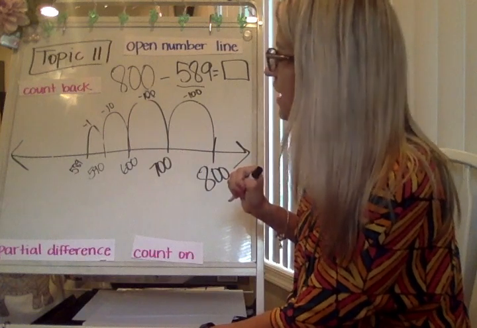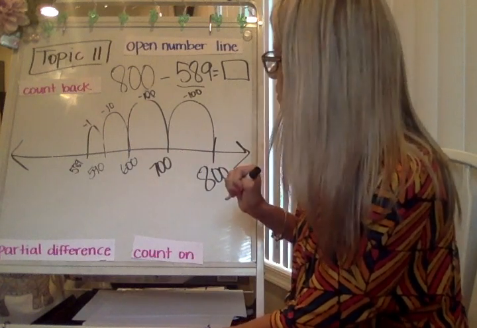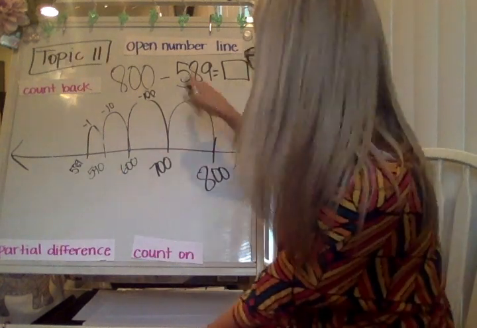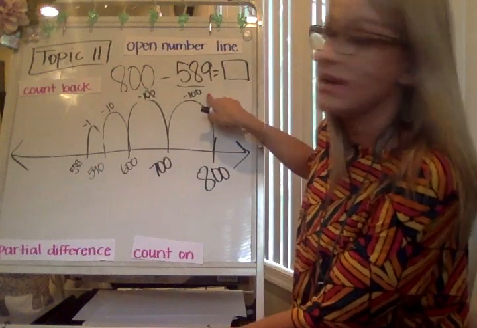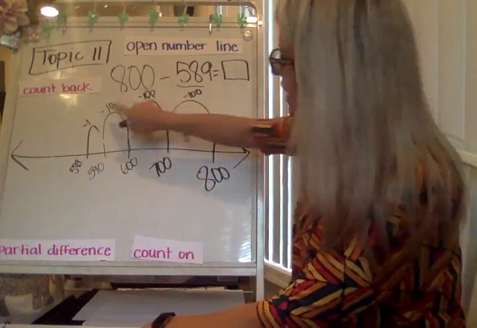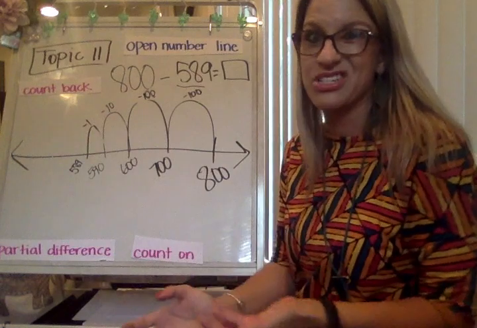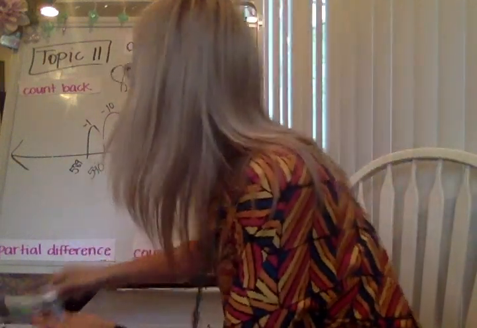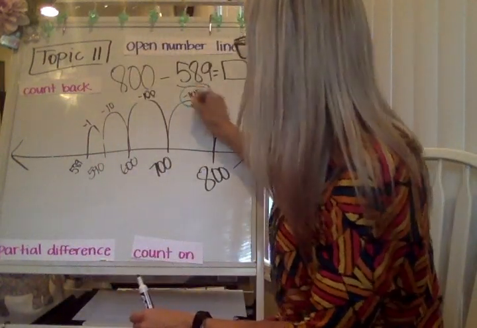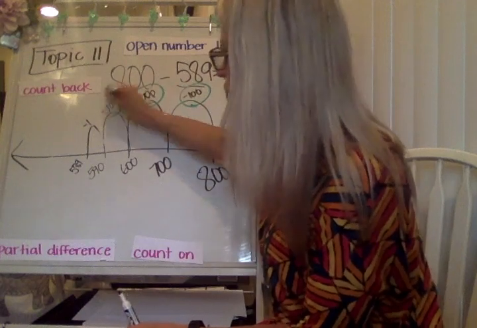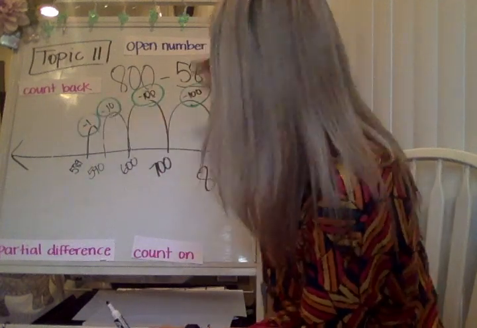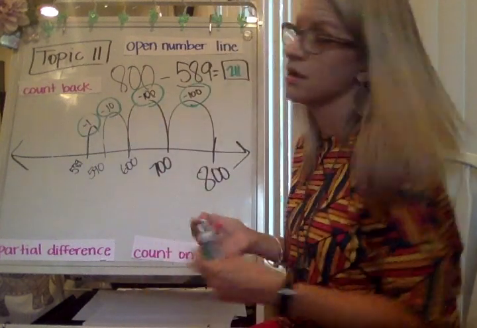And you know what? I could have done it a different way too. So I was counting back and I stopped at 589. And if I look back here, I can find out how much I subtracted, and that'll tell me what the difference is. So 100 plus 100 is 200. Add 10 to 10, we've got 211.